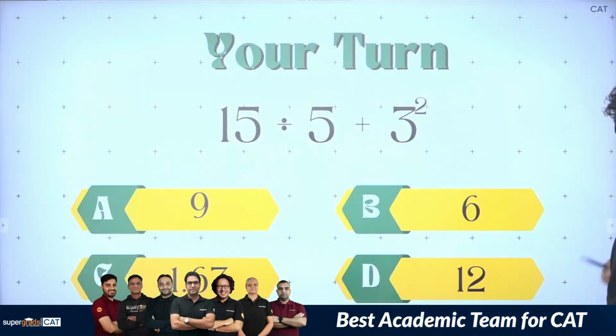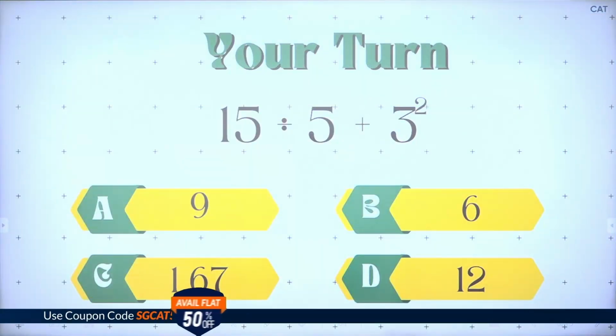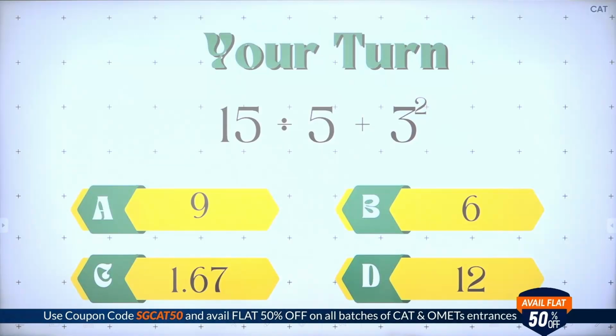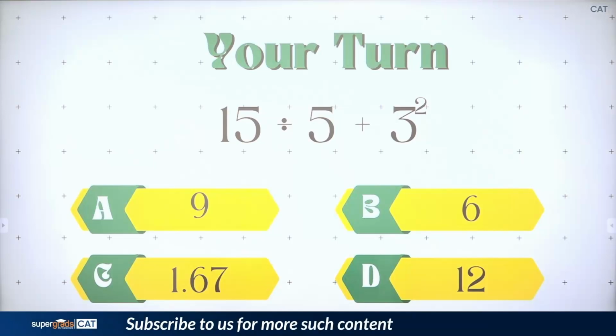Now, I want you to solve this and tell me in the comments what the correct answer will be. 15 divided by 5 plus 3 square is what you have to solve. Tell me in the comments.